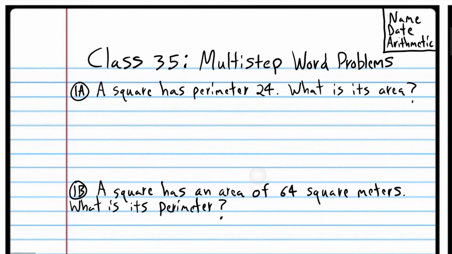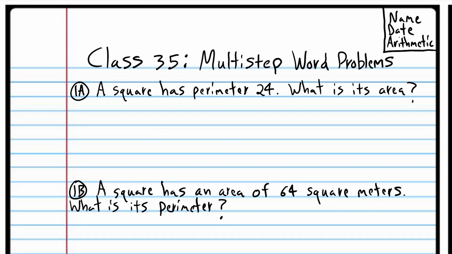So 1A is a geometry problem. So it requires you to know what a square is and what perimeter is and what area is. Those are all things that I require you to know. A square has perimeter of 24. What is its area?